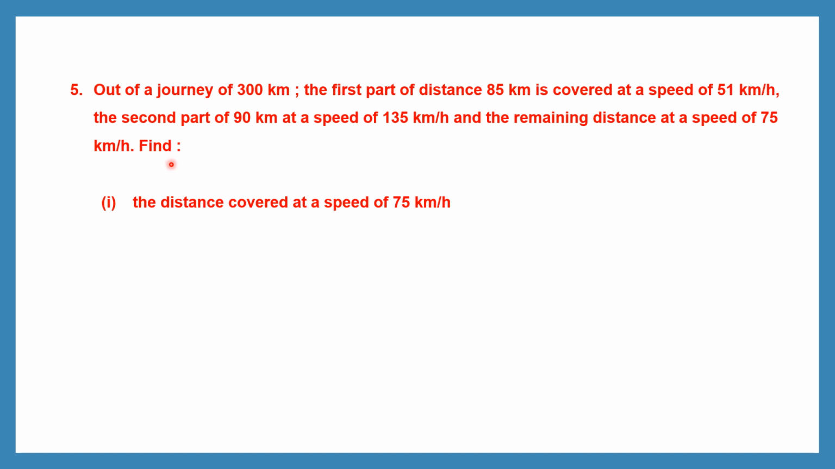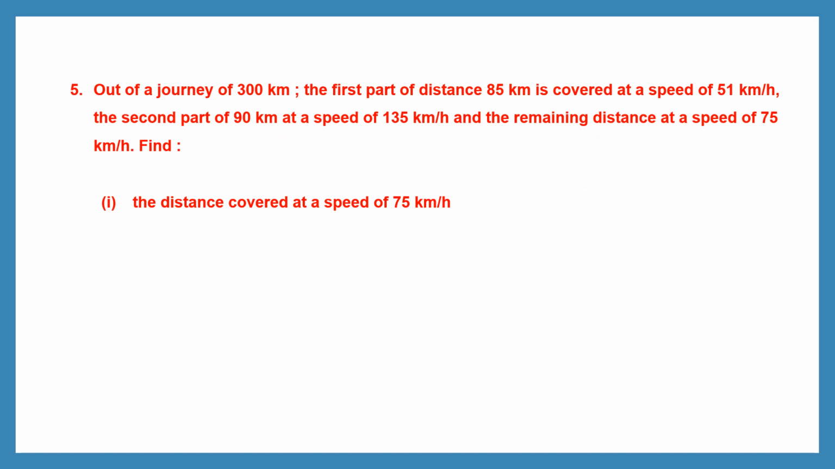Now we have to find a few questions here, the answers to these. The first one is the distance covered at a speed of 75 kilometers per hour. So 75 kilometers per hour is here. So we are asked to calculate the distance. What is the distance here? Now total distance is so much. For the first part, the distance is 85 kilometers. For the second part, the distance is 90 kilometers. So now it's easy to find the remaining distance, isn't it?